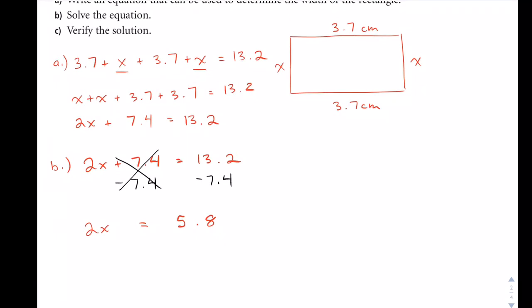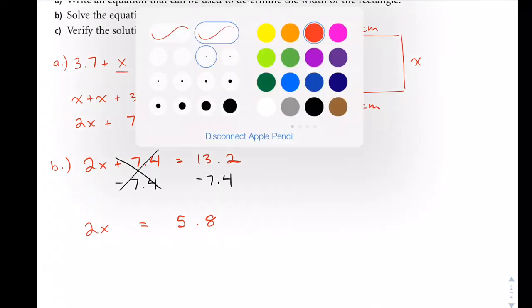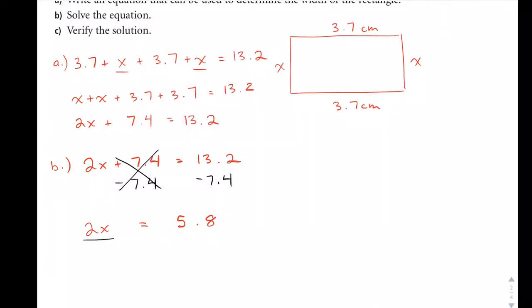So I have one step left. This is 2 times x is equal to 5.8. The opposite of multiplying is dividing, so I simply need to divide both sides by 2. So that gets rid of that. And all I'm left with is x is equal to 5.8 divided by 2, which is 2.9. So that's good. We won't verify the solution, so we'll omit that.